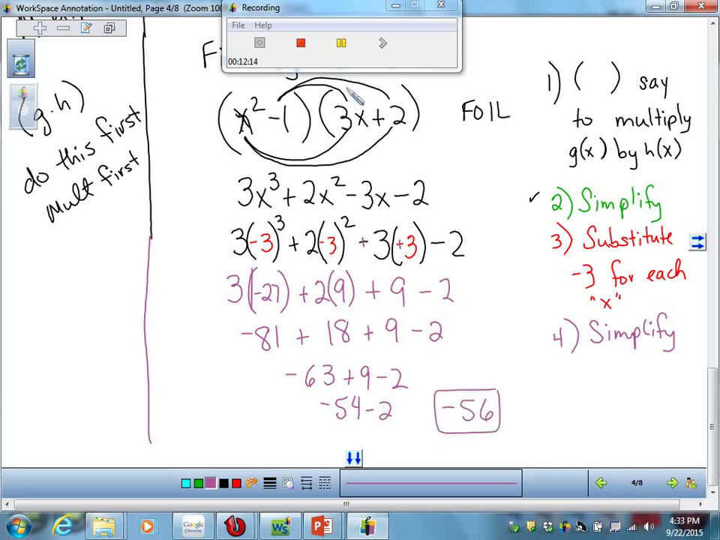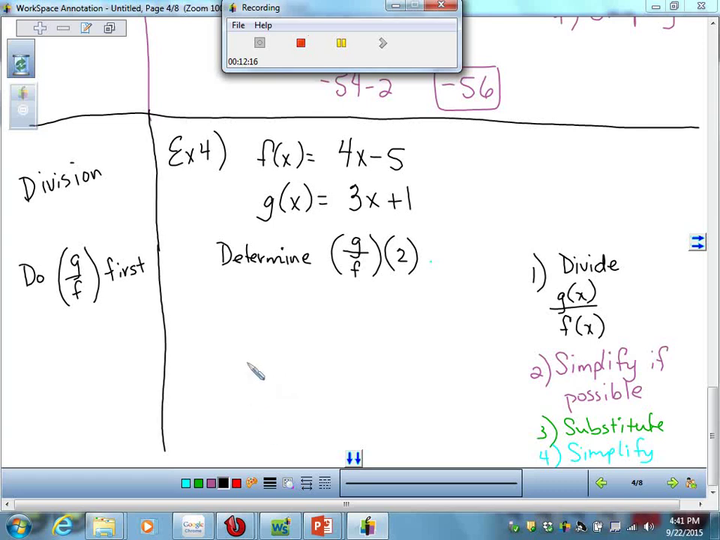Go ahead and pause and okay, example 4. This time we want to take f of x equals 4x minus 5, g of x equals 3x plus 1, and we want to determine g divided by f of 2. So step number 1, since we have this in parentheses, we are going to divide g by f first.